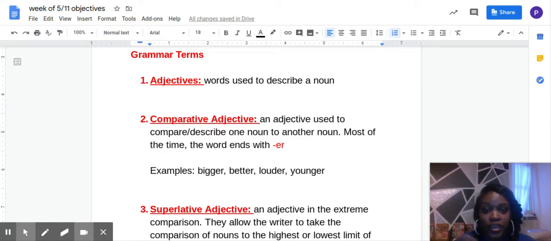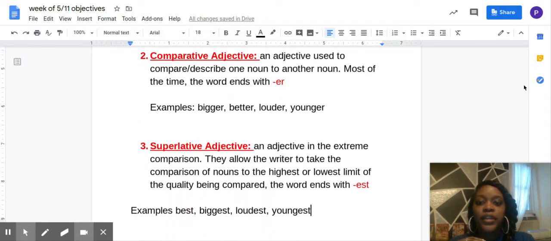Term 3 is superlative adjectives. Superlative adjective. An adjective in the extreme comparison. They allow the writer to take the comparison of nouns to its highest or lowest limit of the quality being compared. The words typically end with EST. So when I see the word superlative, I think of super, think of the highest limit or the lowest limit, and they end with EST.